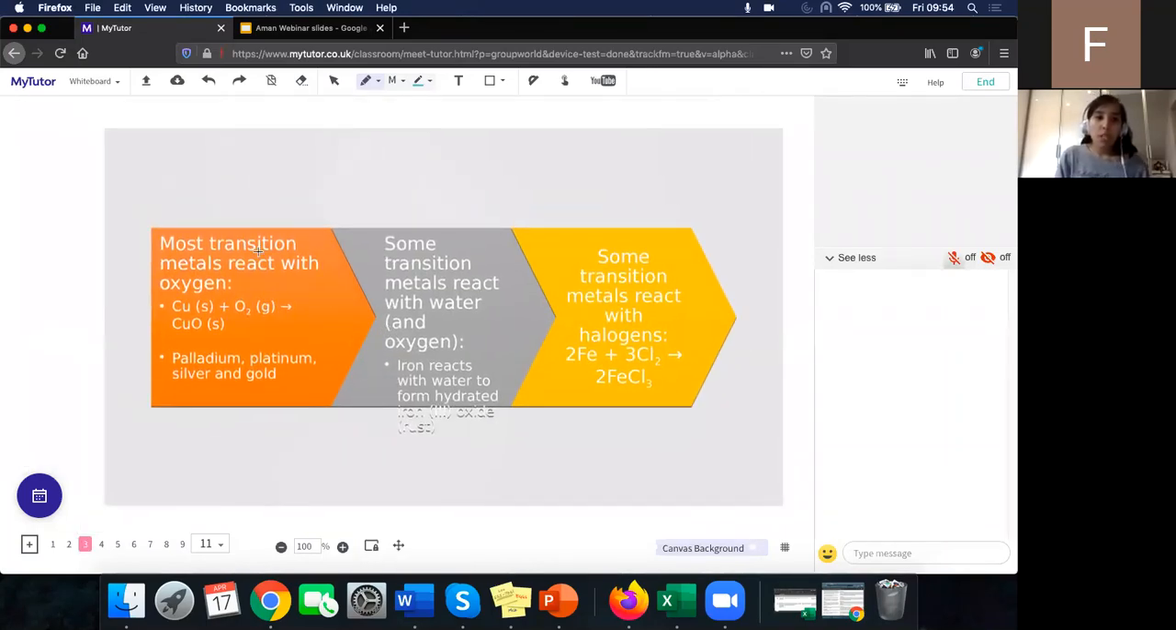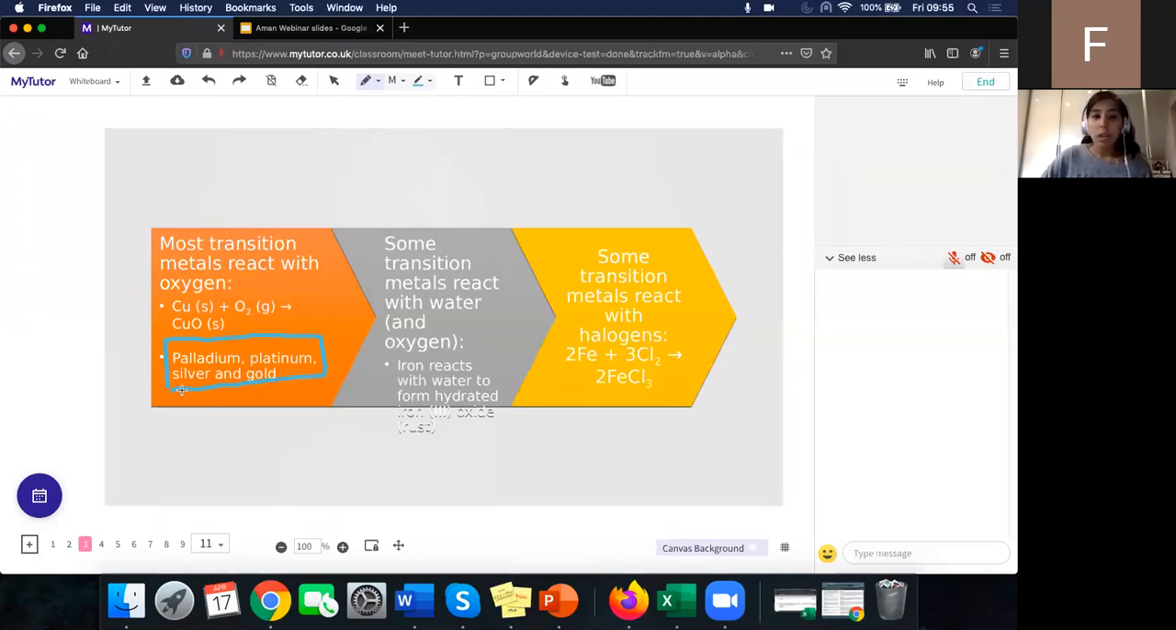So most transition metals will react with oxygen. You'll remember we talked about reactions with oxygen yesterday. So we talked about things like sodium reacting with oxygen to produce sodium oxide, potassium reacting with oxygen to form potassium oxide. It's exactly the same with the transition metals. Most of them will react with oxygen. You don't need to know the exceptions, but out of interest, these are the 4 exceptions. Palladium, platinum, silver, and gold will not react with oxygen. All the others will.